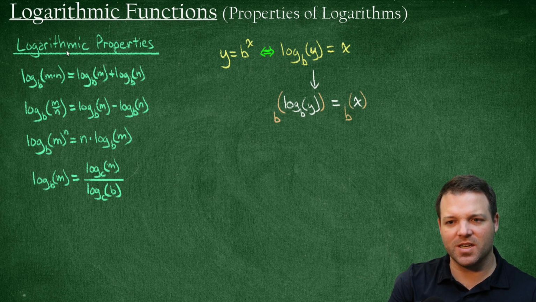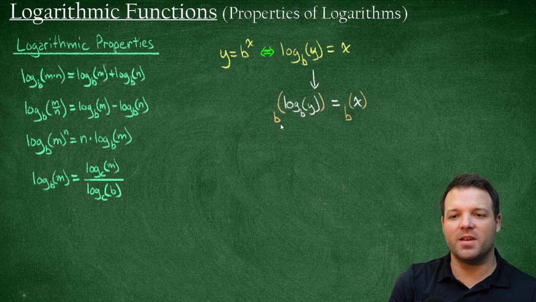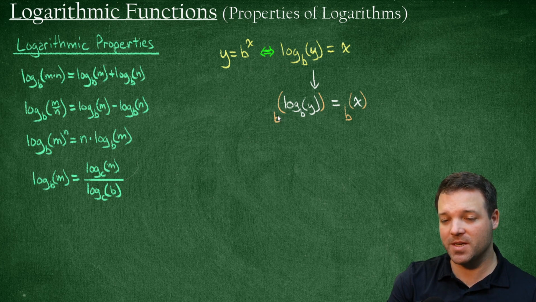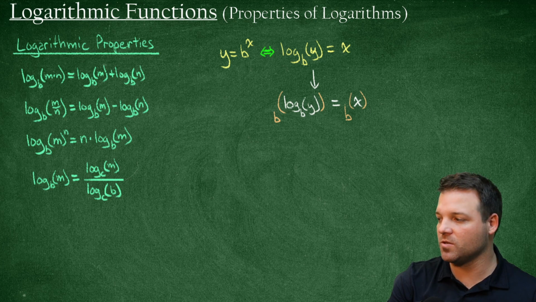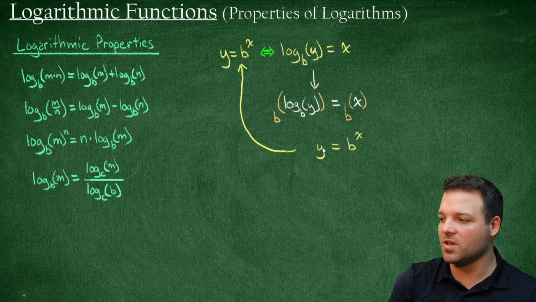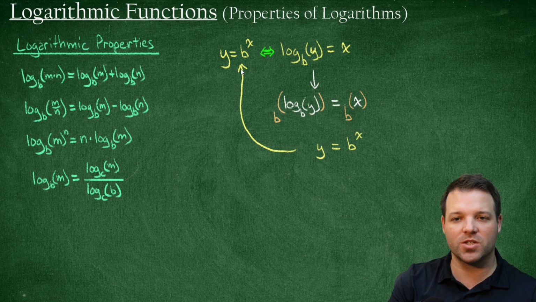So you're actually taking b to the power of the left-hand side is equal to b to the power of the right-hand side. And now I have an exponential where I'm multiplying over and over again by base b to the power of this logarithm where I'm dividing by base b over and over again. So those are going to cancel out and just pop out this y here, getting us y on the left-hand side is equal to b to the power of x, which is equivalent to our original exponential.